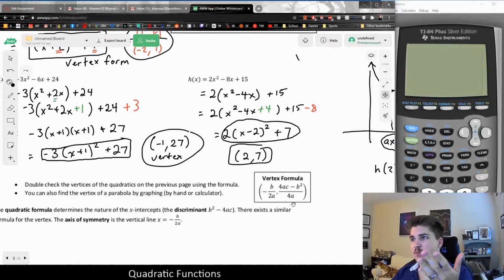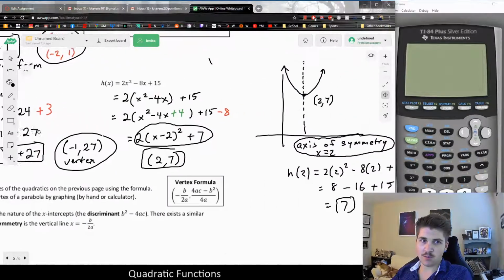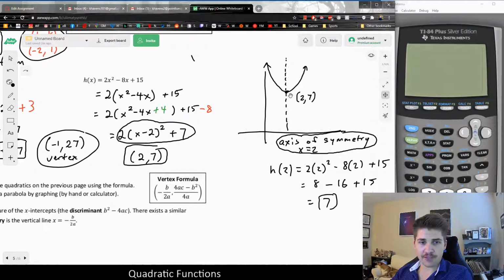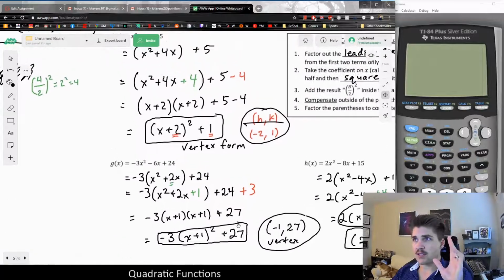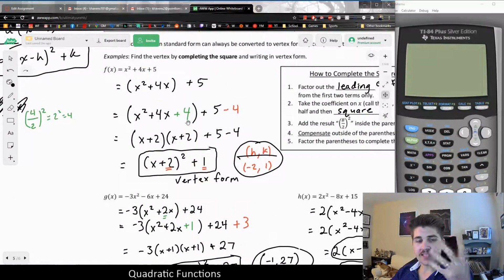So basically, this would be the same process as completing the square or as graphing it. So here's another way you could find the vertex. And let's just go ahead and do it for our previous examples to make sure that it works.